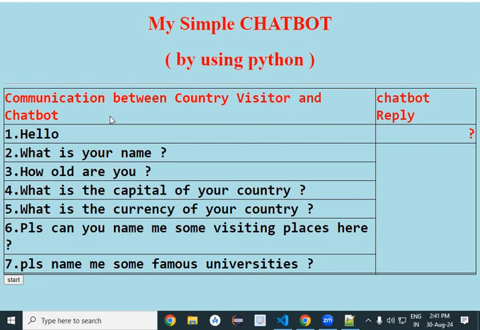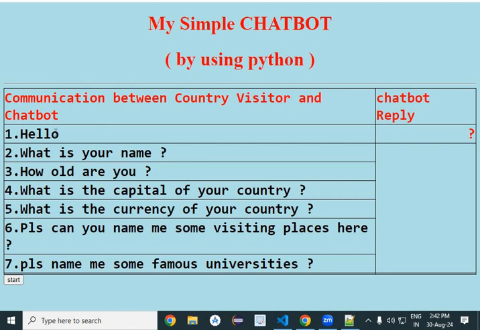So for this we are assuming that there is a country visitor and another one is a chatbot. So a communication is going on between a country visitor and a chatbot. The country visitor is asking some questions to the chatbot and the chatbot is answering them.